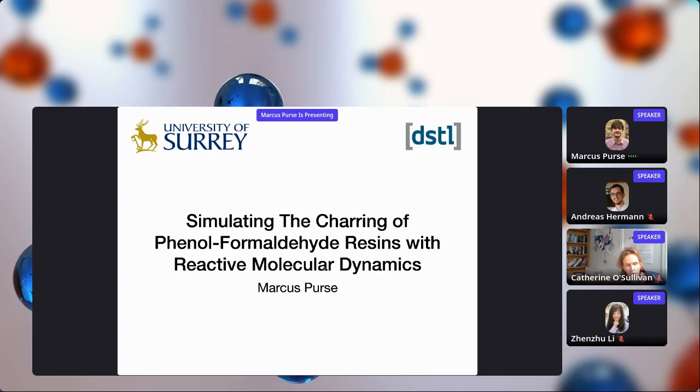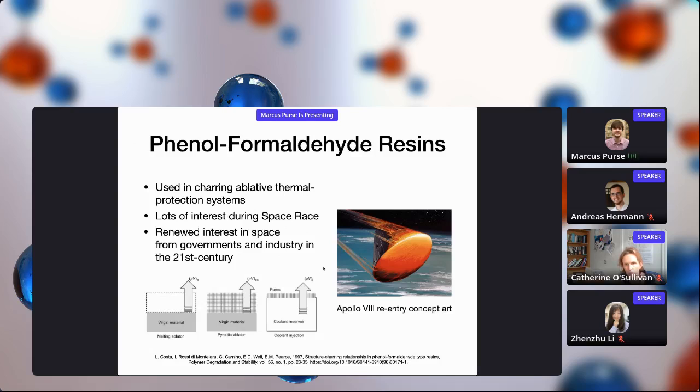Today I'm going to talk to you about simulating the charring of phenol-formaldehyde resins with reactive molecular dynamics. So first of all, what are phenol-formaldehyde resins? Well, they are one of the oldest commercially produced classes of polymer resin. You probably know them as Bakelite. They have all sorts of industrial applications, including adhesives and coatings. But I think one of the most interesting applications is their use in thermal protection systems of spacecraft.